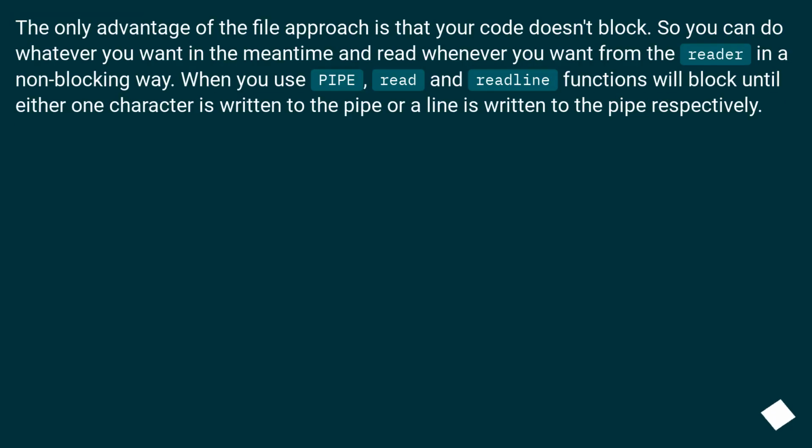The only advantage of the file approach is that your code doesn't block. So you can do whatever you want in the meantime and read whenever you want from the reader in a non-blocking way. When you use pipe, read and readline functions will block until either one character is written to the pipe or a line is written to the pipe respectively.